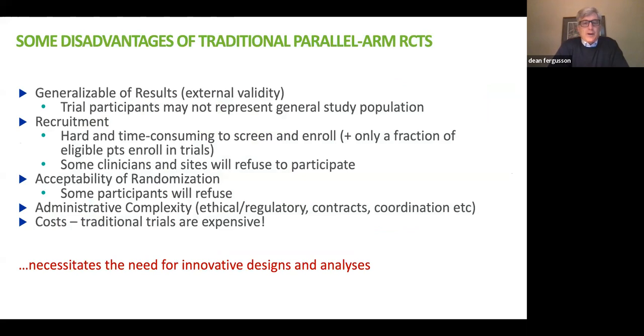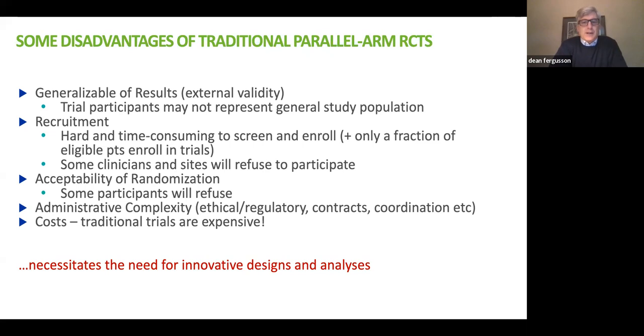These simple trials also have disadvantages. Sometimes it's the generalizability of results, or what we call external validity. So the trial participants, those who actually end up getting into the trial, don't necessarily represent the general study population that you're after. And we know, in certain populations, like cancer trials, that only 2 to 3%, I think at best 5% for some cancer types, of patients are randomized into trials. So the flaw there is that those results may not be generalizable back to the target population.